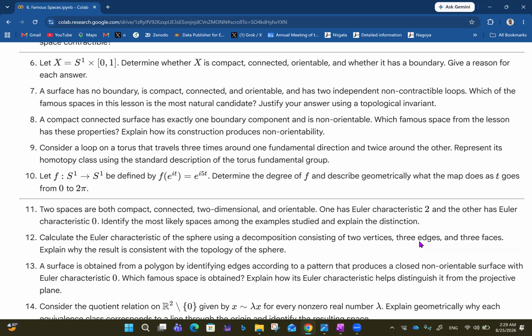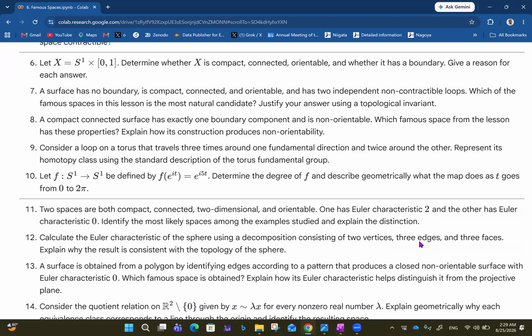Although the sphere is also compact, connected, orientable, and boundaryless, its fundamental group is trivial, like that. So pi 1 of S squared for the sphere is equal to the trivial group. Therefore, the existence of two independent non-contractible loops identifies the torus as the appropriate space. So the surface is the torus T squared, characterized in particular by pi sub 1 of T squared being isomorphic to Z squared, that's Z by Z, talking about integers.